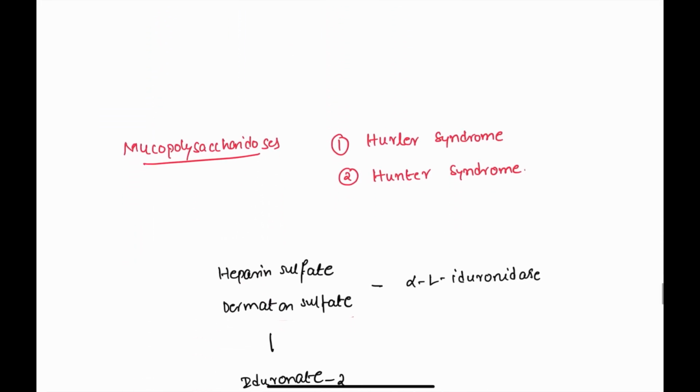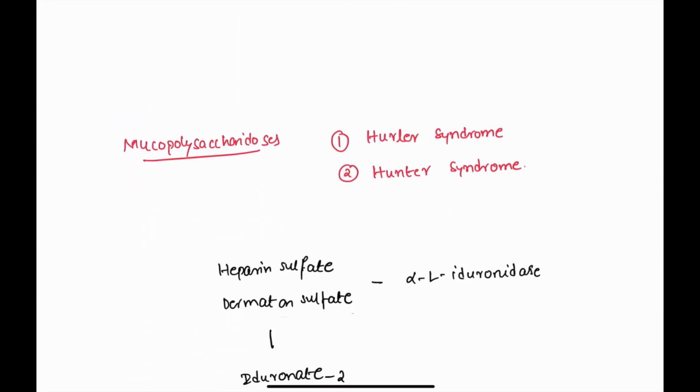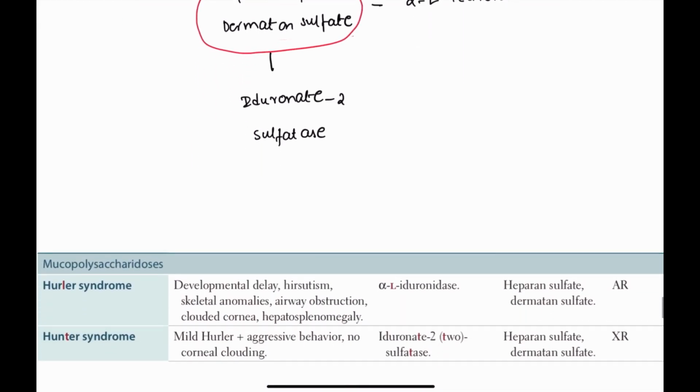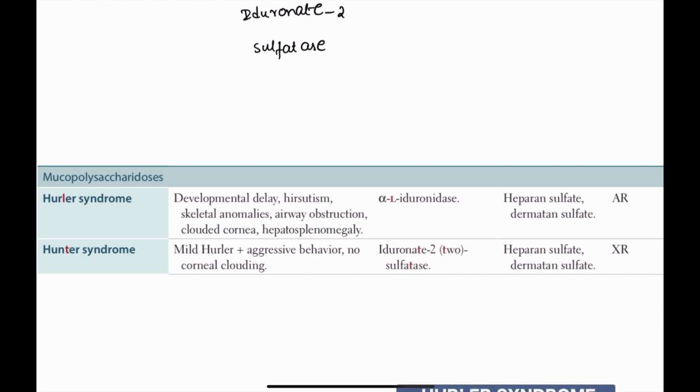Coming to mucopolysaccharidosis, it has two syndromes: Hurler syndrome and Hunter syndrome. It is due to accumulation of glycosaminoglycans like heparan sulfate and dermatan sulfate. Hurler syndrome is due to deficiency of the enzyme alpha-L iduronidase. It causes accumulation of heparan sulfate and dermatan sulfate. It is autosomal recessive in inheritance. Some clinical findings in Hurler syndrome are developmental delay, hirsutism, clouded cornea, hepatosplenomegaly, and airway obstruction.